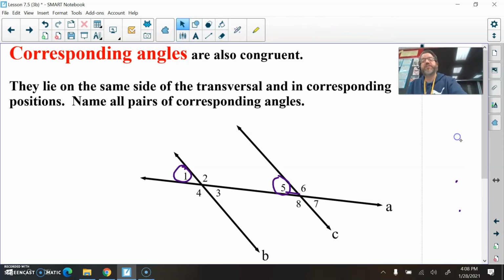And I wish I could get that little box to go away there, but I'm not sure quite how to do that.